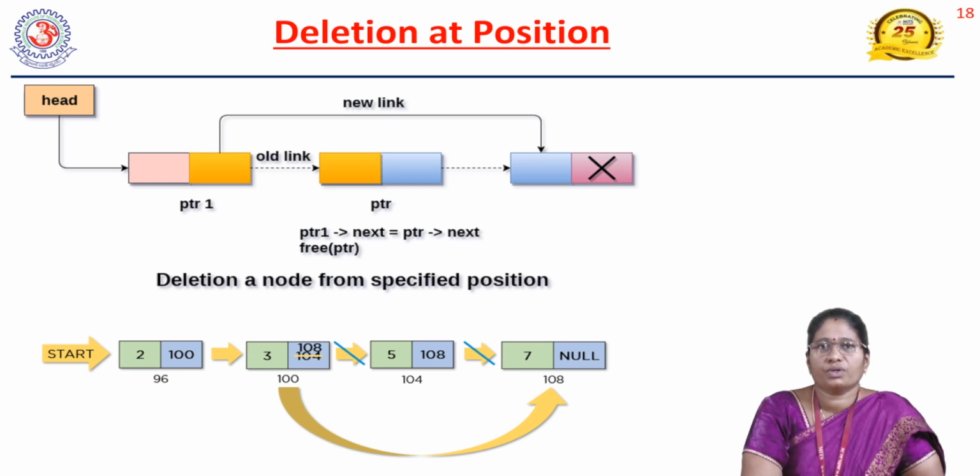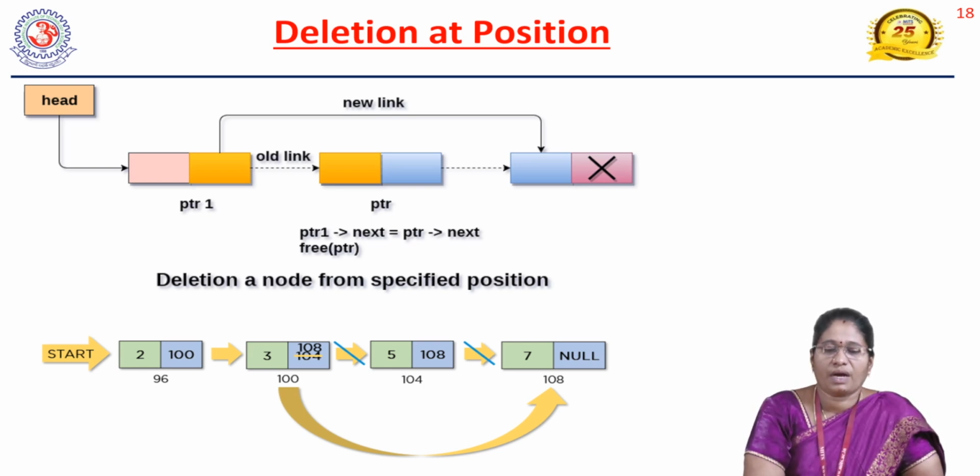Now you have to remove your old link. So how to remove? Pointer one dot next is equal to pointer dot next. It means you have to disconnect the in-between node and give a new link to the next node. Pointer one dot next was previously holding your pointer. Now you have to connect the next node of your pointer. That is, pointer one dot next is equal to pointer dot next.